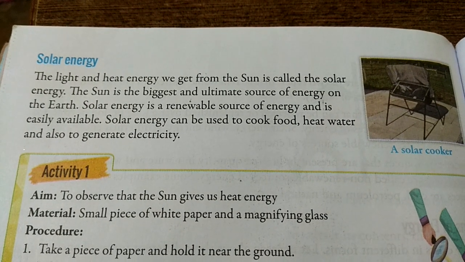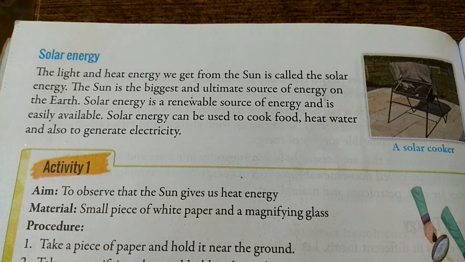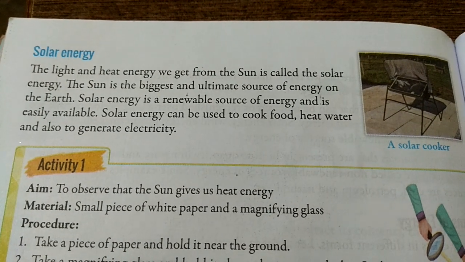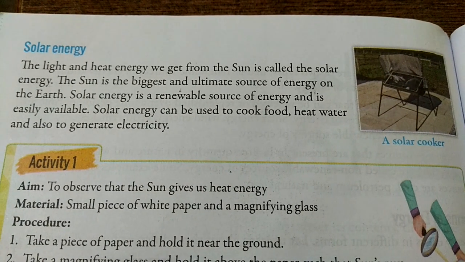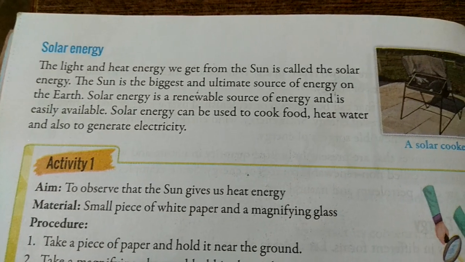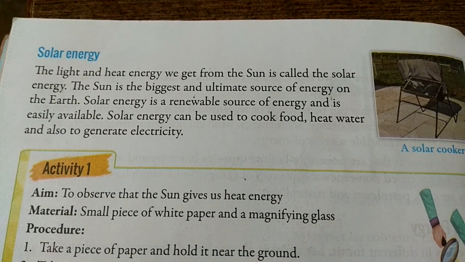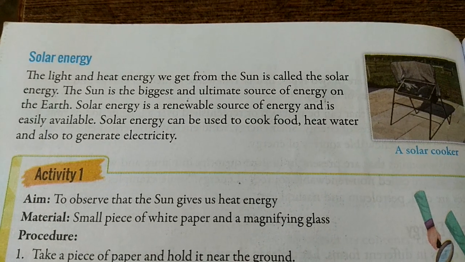Next comes the solar energy. The energy that we get from the sun is called the solar energy. This solar energy can be changed into heat energy, light energy, and electrical energy. Solar energy can be used to cook food, heat water, and also to generate electricity.